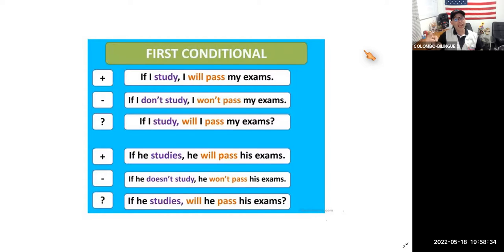If I study at present, for example today, if I hit the books today, what's going to happen in the future? In the future, the result of this condition that is introduced by the word if is with will, because it's the future. So for example, if I study, I will pass my exam.